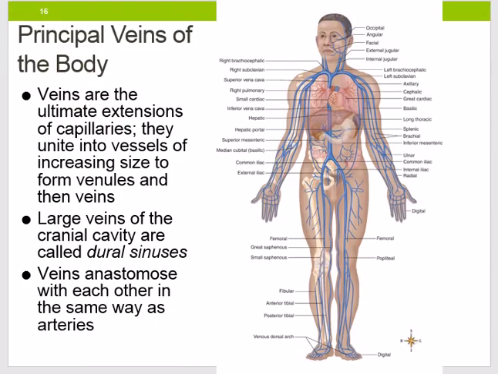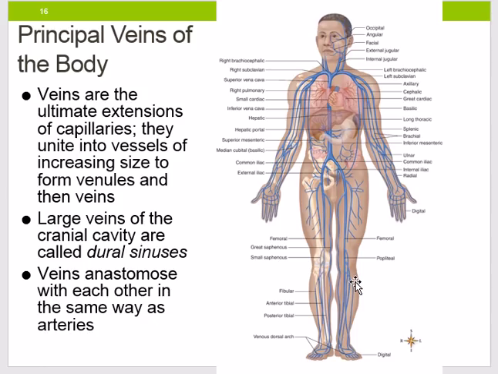Now we've talked about arteries, the principal arteries of the body. We'll now discuss the principal veins of the body. Veins are the ultimate extension of capillaries. They unite into vessels of increasing size as they go up throughout the body, so they start off as capillaries to venules and then to veins, to larger veins.